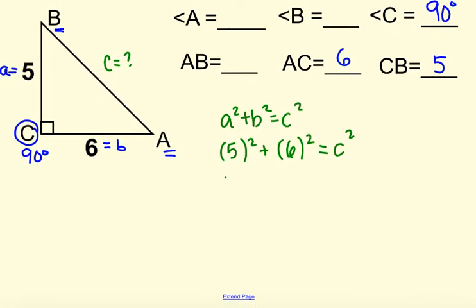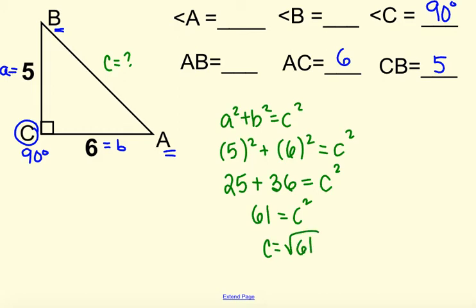So 5 times 5 is 25. 6 times 6 is 36. And then C squared. Combine those together. 25 plus 36 is 61. C squared. Undo the C squared by square rooting both sides. You do not need to worry about the negative. So it's just square root of 61. So I'm going to go back up here, identify that as C equaling the square root of 61. So that's length AB, square root of 61.